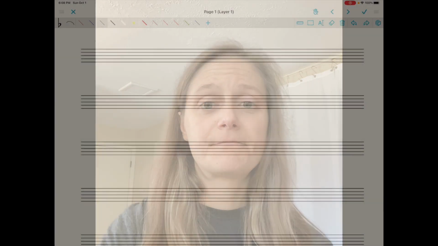Set the metronome at 60. Ready, clap. Ready, speak. Do-ta data, do-ta data, do-ta data, do-ta data.